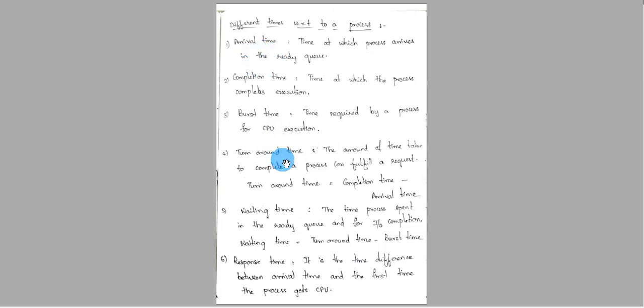Turnaround time. The amount of time taken to complete a process or fulfill a request is known as turnaround time. It is the difference between completion time and arrival time. Next, waiting time. The time a process spent in the ready queue and for IO completion is known as waiting time. It is found by calculating the difference between turnaround time and burst time. Next, response time. It is the time difference between arrival time and the first time the process gets the CPU.